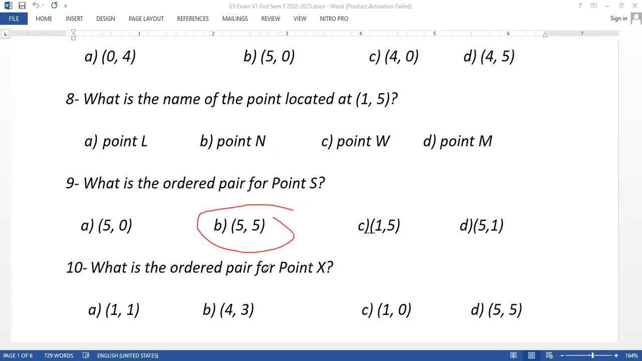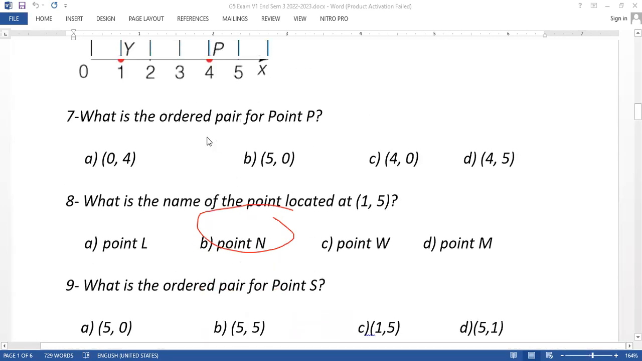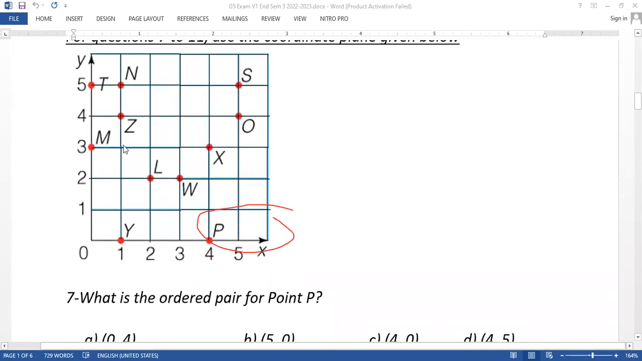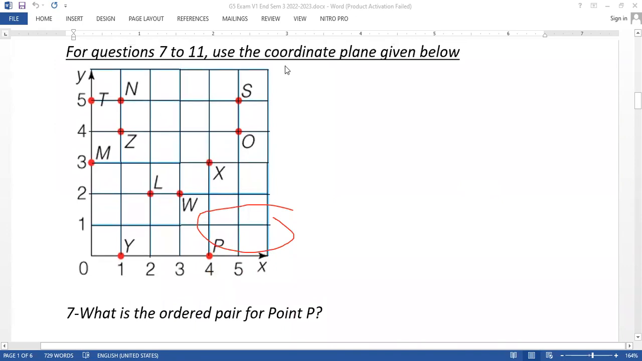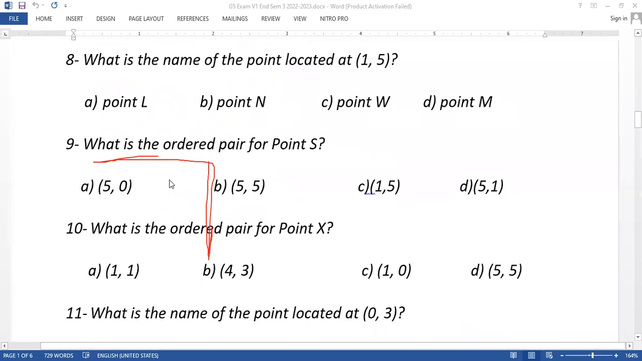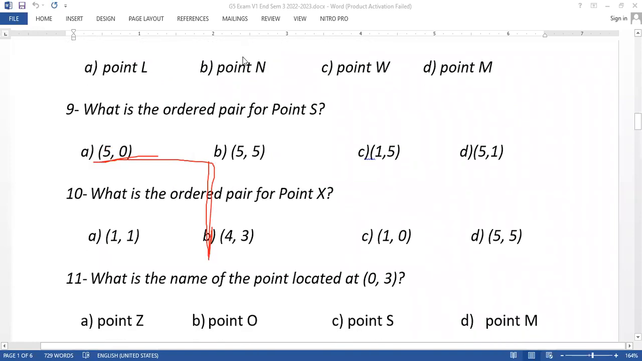What is the ordered pair for point X? Where's point X? Here. From point X, I go to the x-axis, it's 4. I go to the y-axis, it is 3. So 4, 3. I choose the answer B.